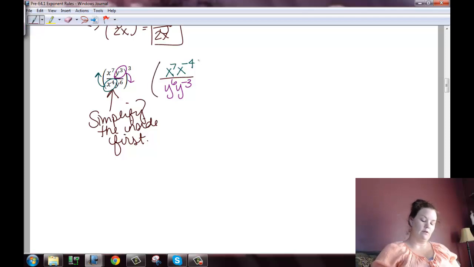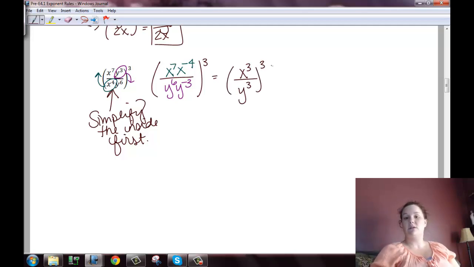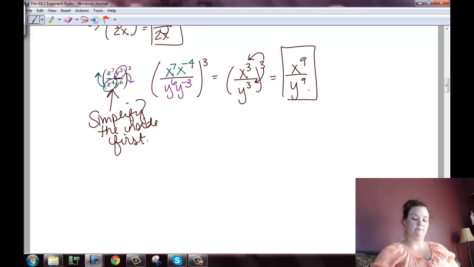Okay. Then I can go ahead and combine and then worry about that cube. So x to the 7th times x to the negative 4 gives me x cubed. Y to the 6th times y to the negative 3 gives me y cubed. And then that whole thing is cubed. So to cube the entire thing, I distribute that cube to both bases exponent, which leaves me with x to the 9th over y to the 9th. Okay, so that's the end of pre-E1.